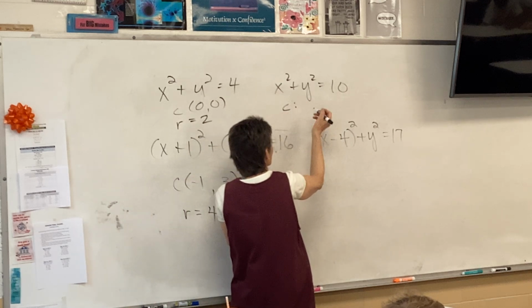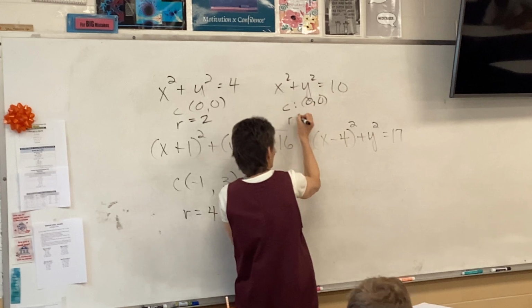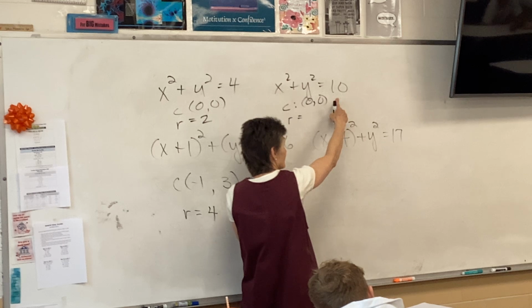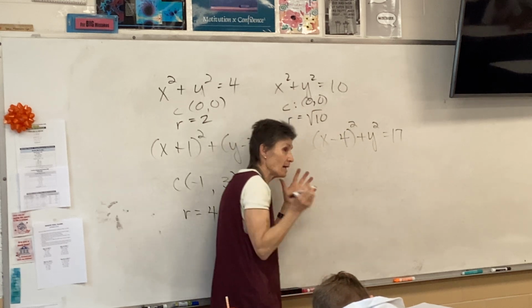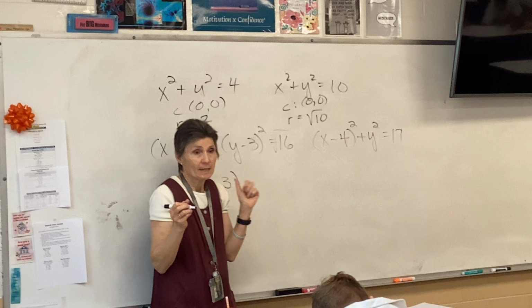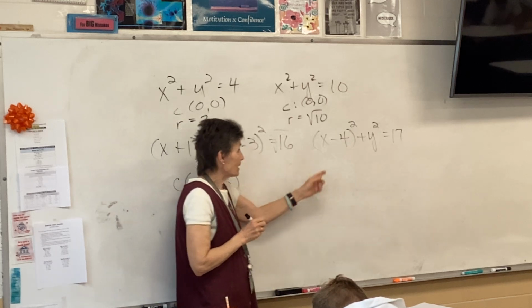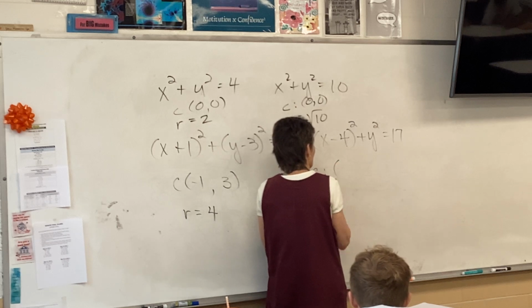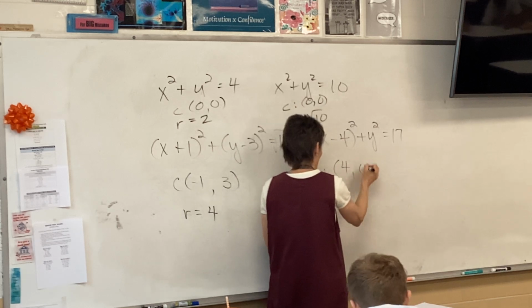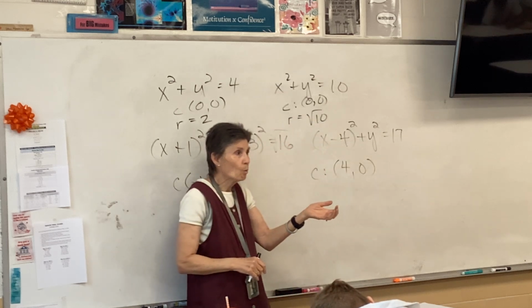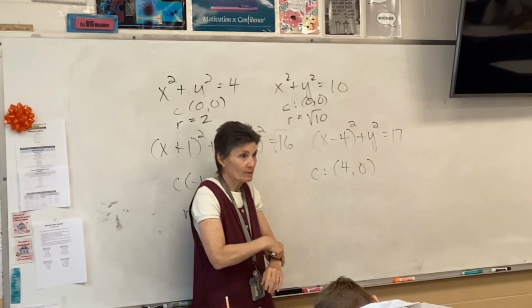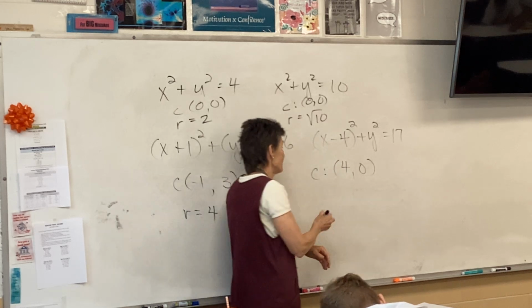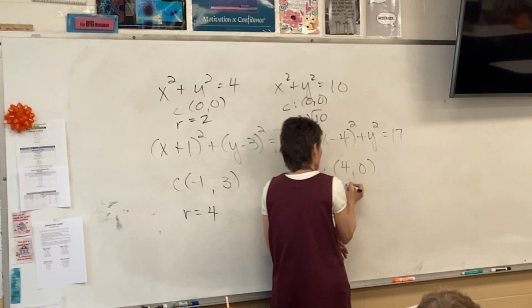So how about this one right here? Where's the center here? 0, 0 again. And the radius is? Square root of 10. It's okay to have radicals. They happen. Not every number is a perfect square. Okay, now what about this one? It's kind of a combination. Where's the center of this one, do you think? 4, 0. That's exactly right. Why is the y 0? Because there is no number with the y. And then what's your radius? Square root of 17.